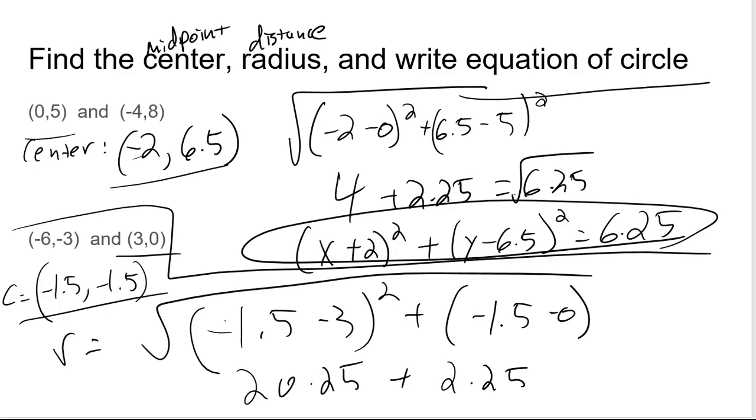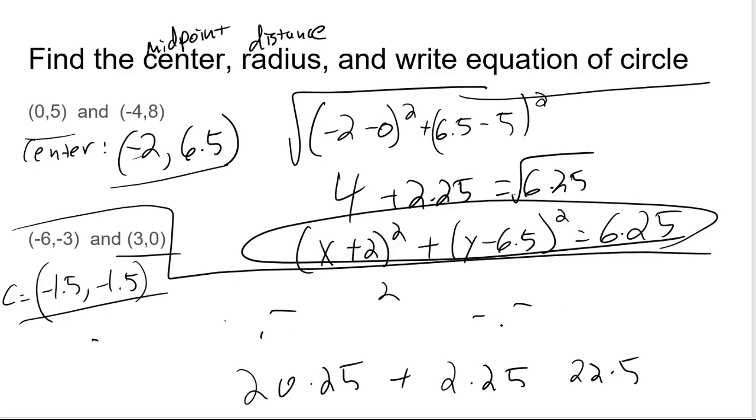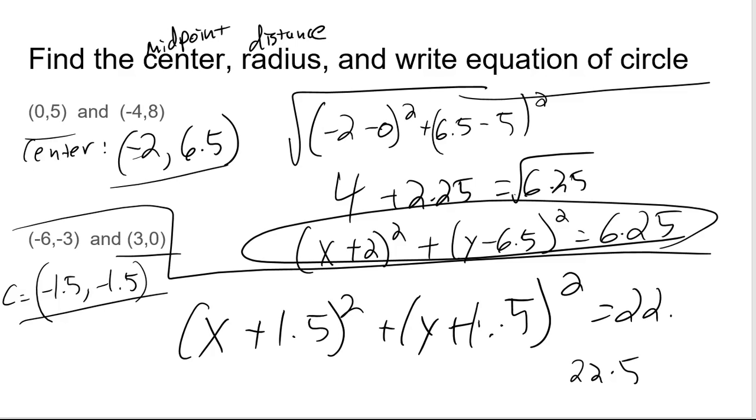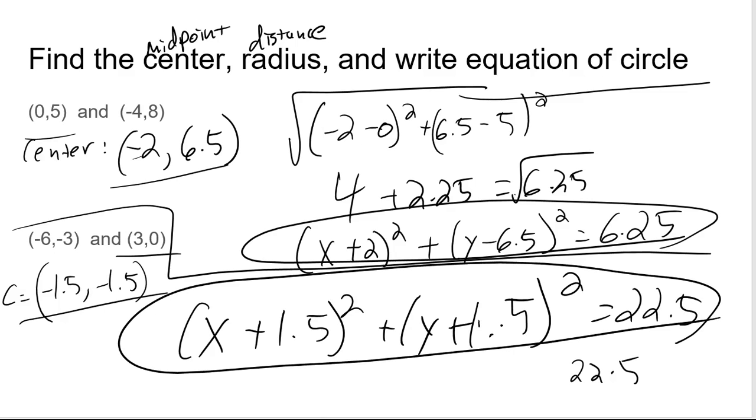Add those two numbers together, 22.5. Alright, so what I'm going to do is erase some stuff so you can see it really quick, and now it's gone. The answer now is going to be (x plus 1.5) squared plus (y plus 1.5) squared equals 22.5. And there we go. Because it would actually be that.